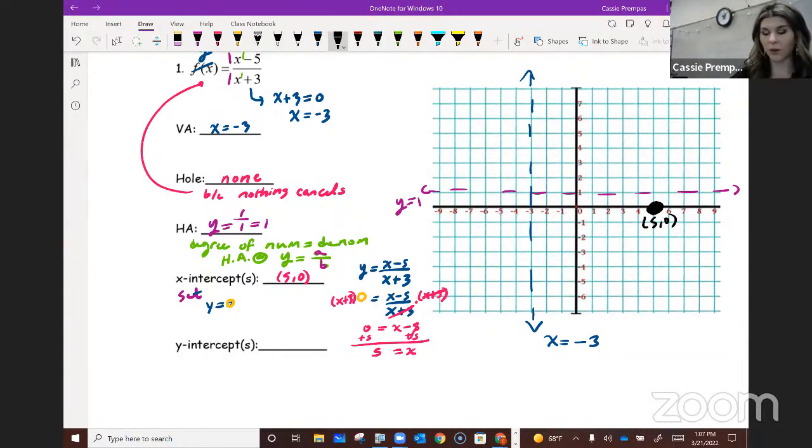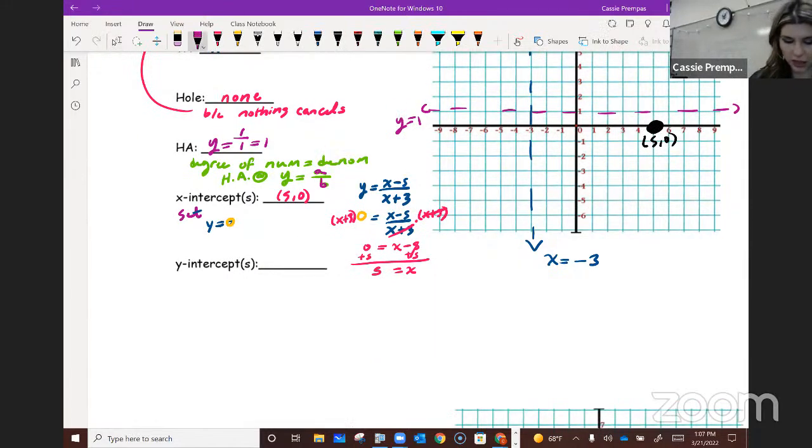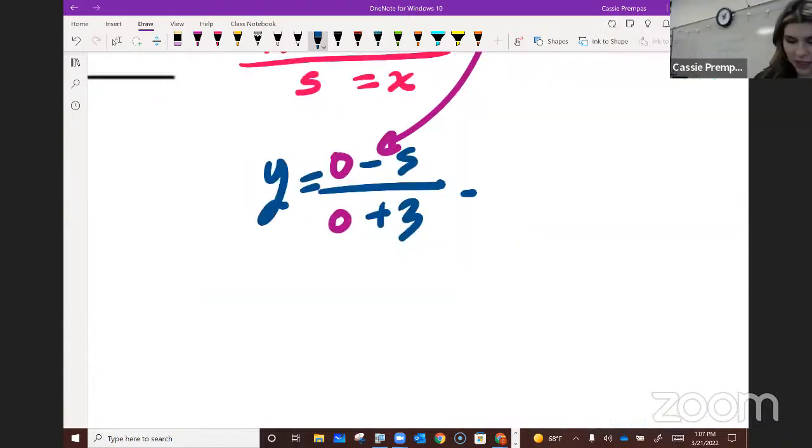Okay, now let's go ahead and find the y-intercept. The y-intercept, how do we do that? What do you set equal to 0? Nice, x equal to 0. So I'm going to take that equation, and now I'm going to plug in x as 0. Y is equal to 0 minus 5 over 0 plus 3. Which will simplify to be -5/3.